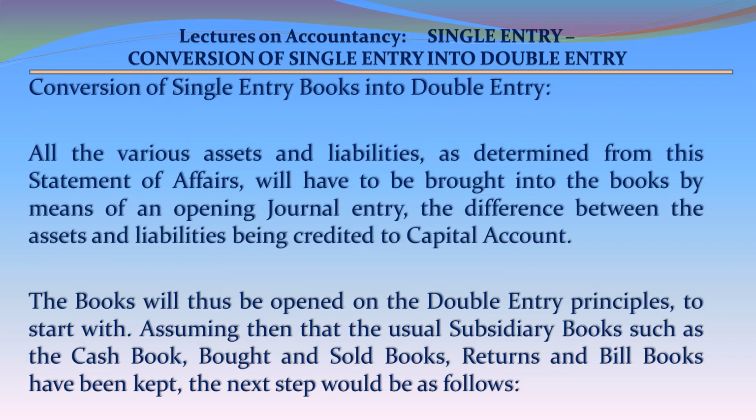All the various assets and liabilities as determined from this statement of affairs will have to be brought into books by means of an opening journal entry, the difference between the assets and liabilities being credited to capital account. The books will thus be opened on the double entry principles to start with, assuming then that the usual subsidiary books such as the cash book, bought and sold books, returns and bill books have been kept. The next step would be as follows.